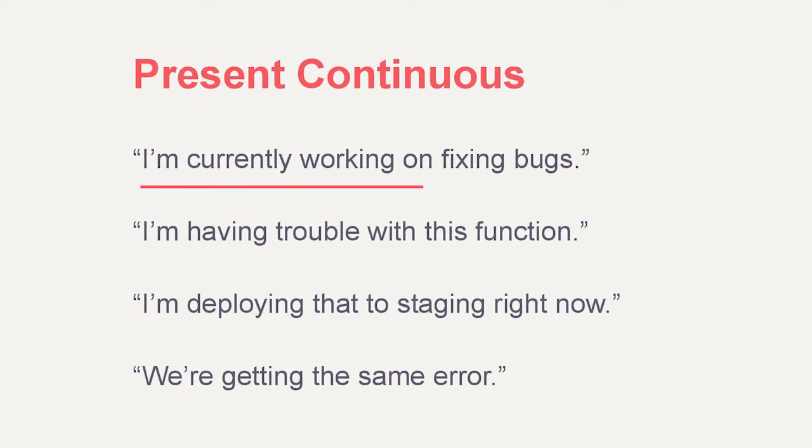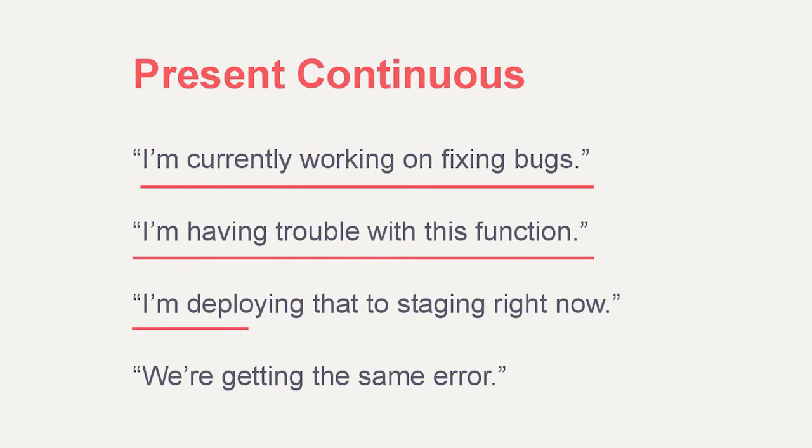I'm currently working on fixing bugs. I'm having trouble with this function. I'm deploying that to staging right now. We're getting the same error. The final example, we're getting the same error, is also used for describing what is happening now, but also present continuous can be used when you want to talk about something that is happening repeatedly to you, right? Sometimes it can even be representing some annoyance for you, right? For example, I'm sure that those developers who are getting the same error are not really happy with this.